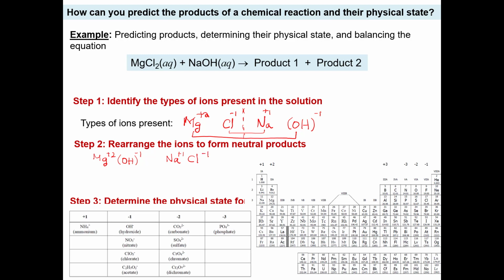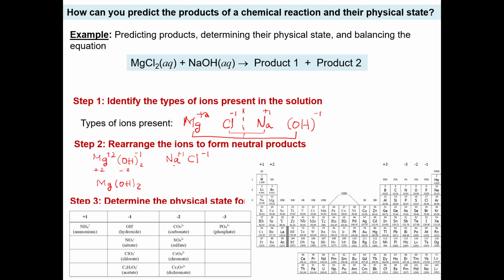Now we need to check if the products are neutral. And we can see here we had +2, but here we had -1. Then we need two hydroxides to get -2. Then the product will be magnesium hydroxide. You can see in the final products we don't use any charge. We just write the formula.